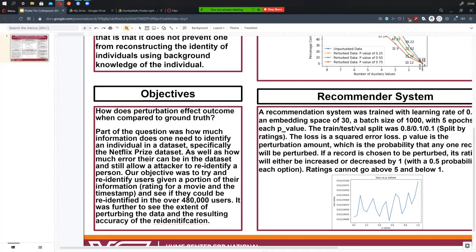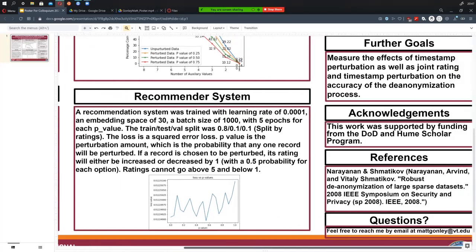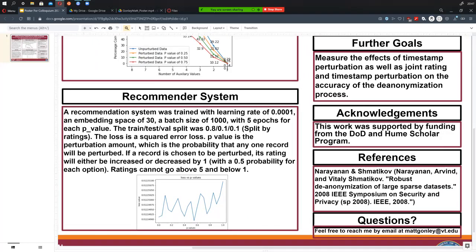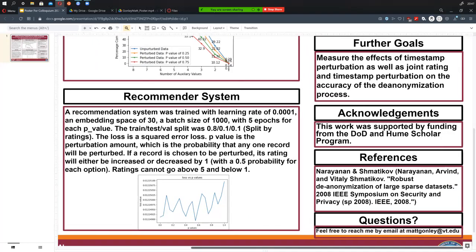So part of the question was, how much information do you need to re-identify an individual within the data set? Specifically for us, the Netflix prize data set, which was a project we were creating and rerunning from one of our references, Narayanan's robust de-anonymization of a large sparse data set.